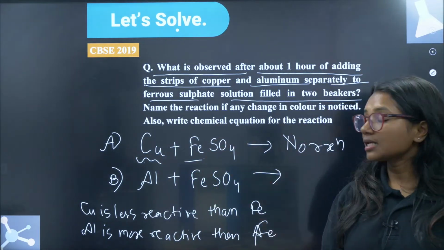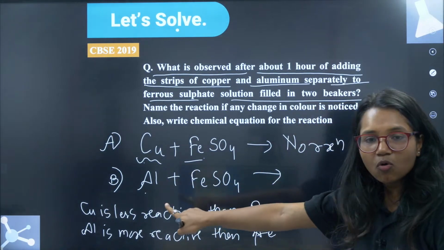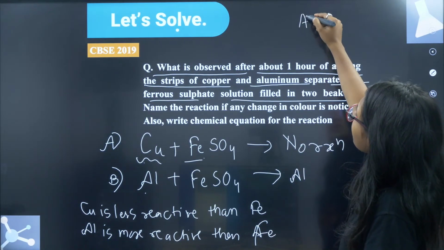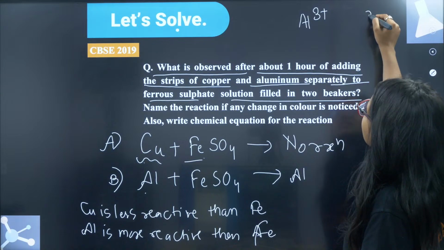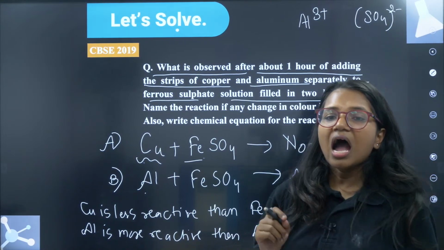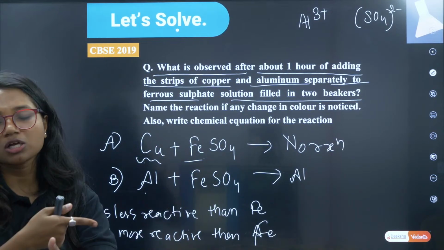Clear? Second is aluminium with ferrous sulfate. Aluminium is more reactive. What is the charge over aluminium? Aluminium is 3 plus. How do we write the formula? We write the formula through crisscross.